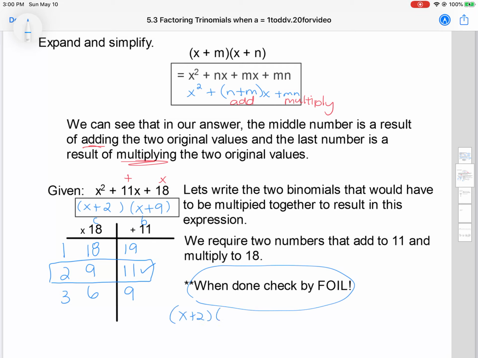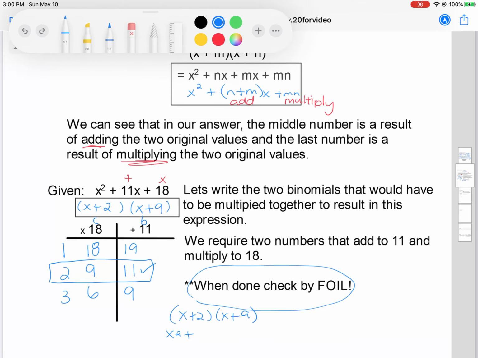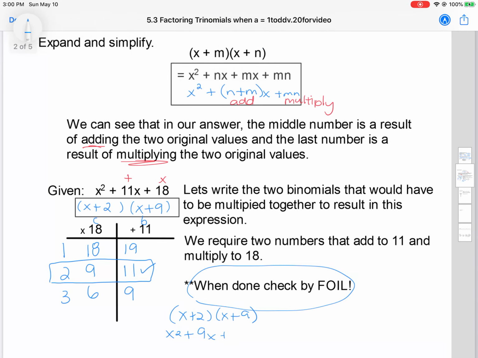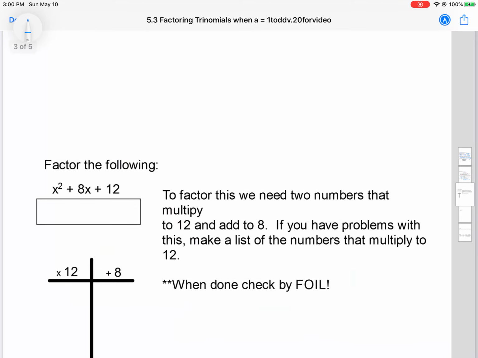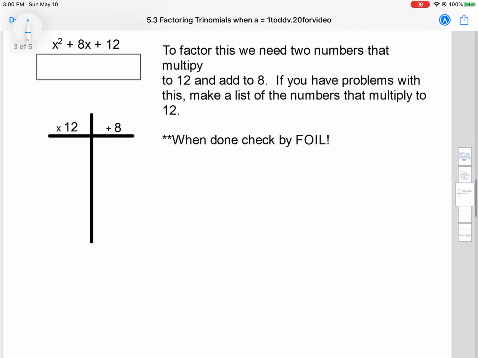So now I'm going to take this and make sure that I get the question back. So first, x squared, outer, or outside, inside, and last simplifies to 11x plus 18, okay, which is the question. So this is the simplest case because they are all positive.